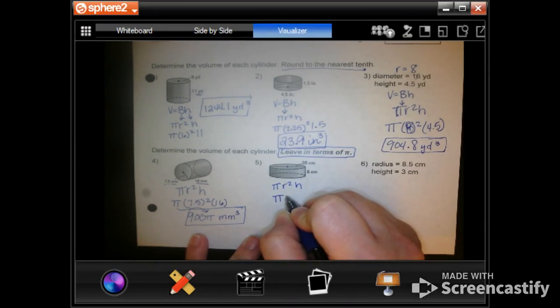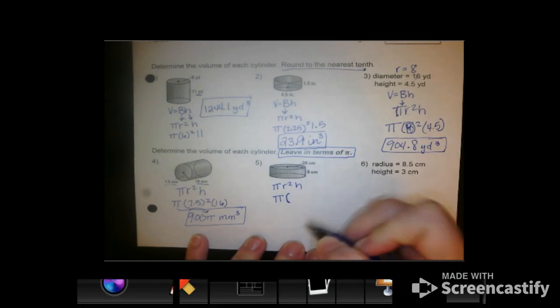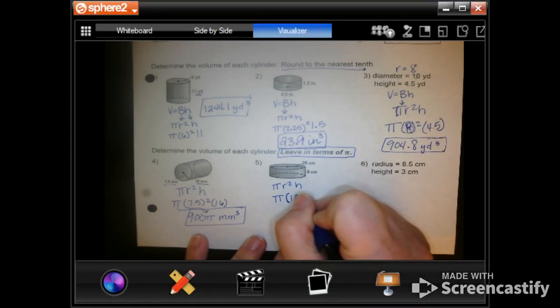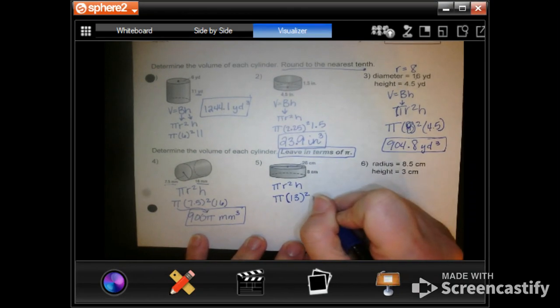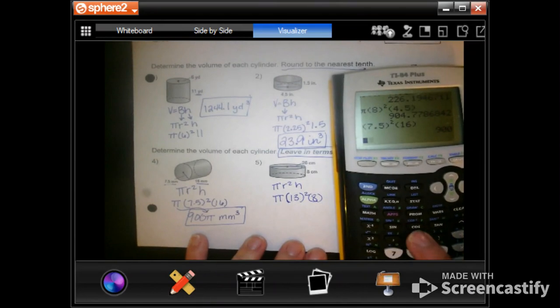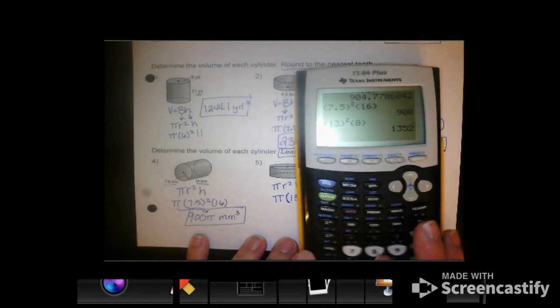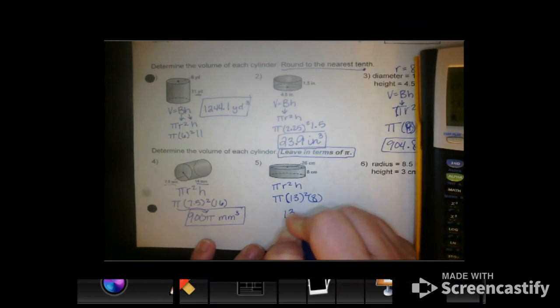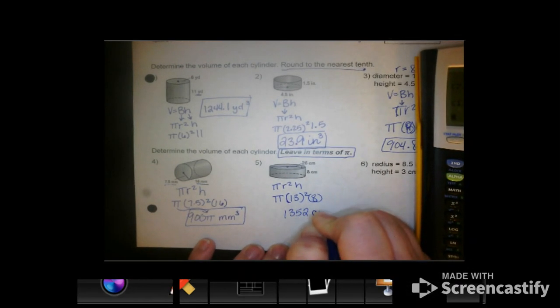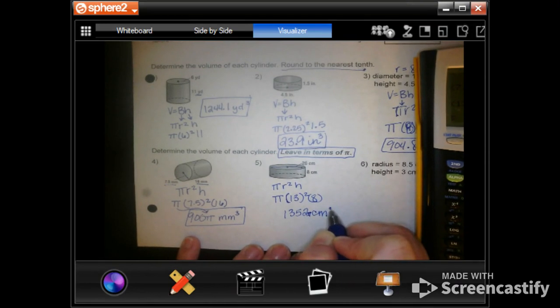Okay, what do I have to do to my radius? It's giving me diameter, so I have to halve it, which is 13, I heard. And my height is 8. So do 13 squared times 8. That gives you 1,352 centimeters, and my pi right behind it, cubed.